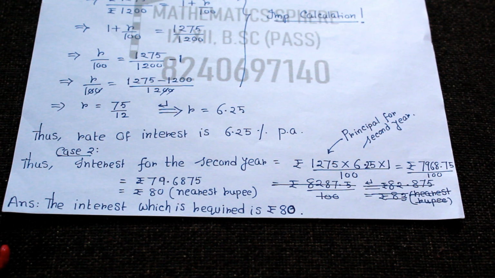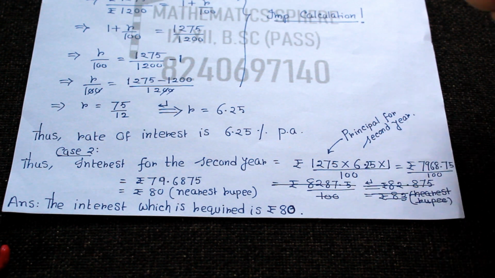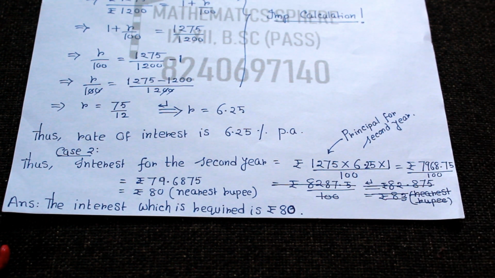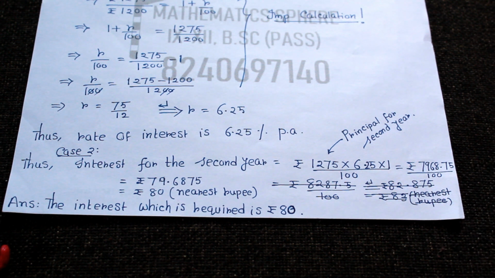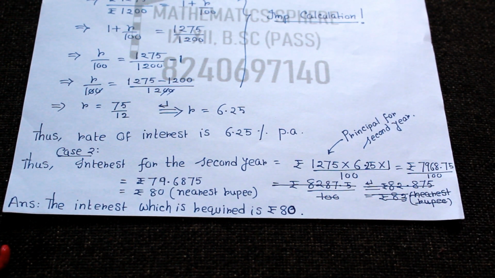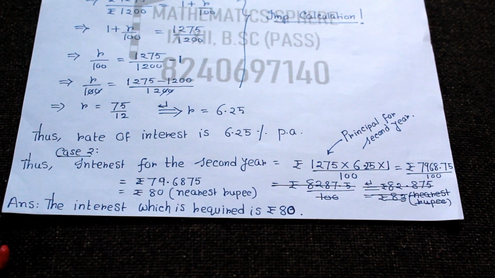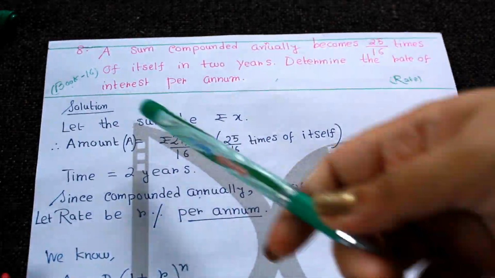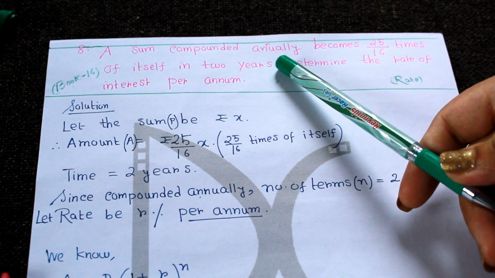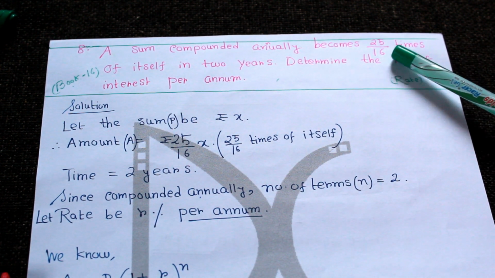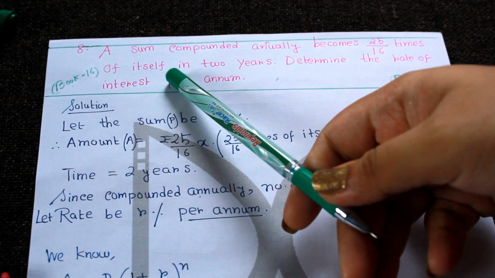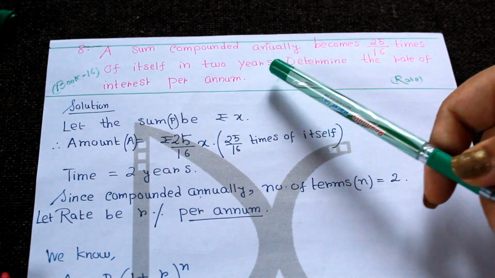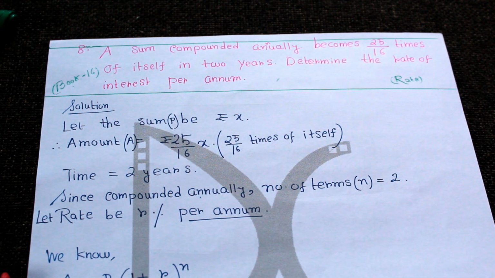Okay, we will see many other sums of this category. You will be then confident about doing these sums. Okay, let's see the next question about this rate type. Now see this question, what they have told. A sum compounded annually becomes 25 by 16 times of itself in 2 years. Determine the rate of interest per annum. Here they have told you to find out the rate.